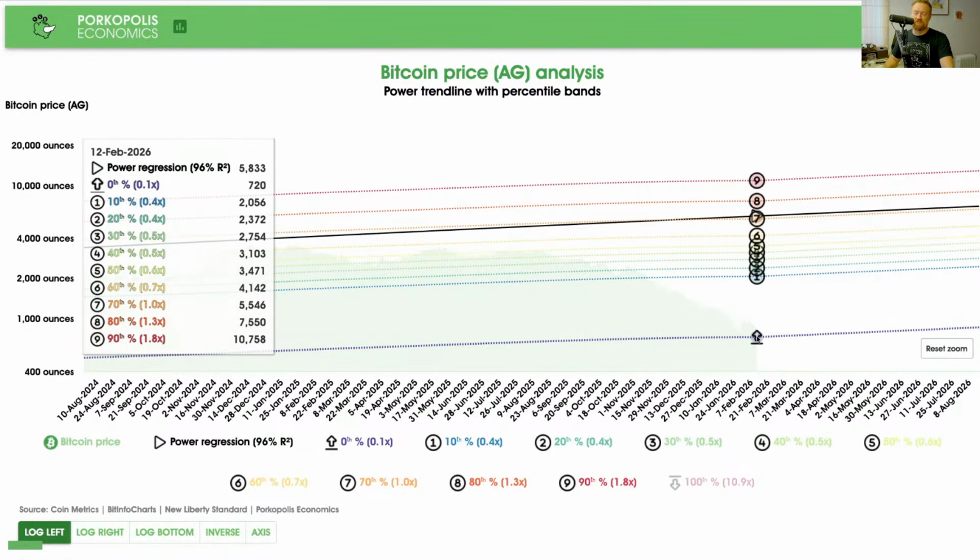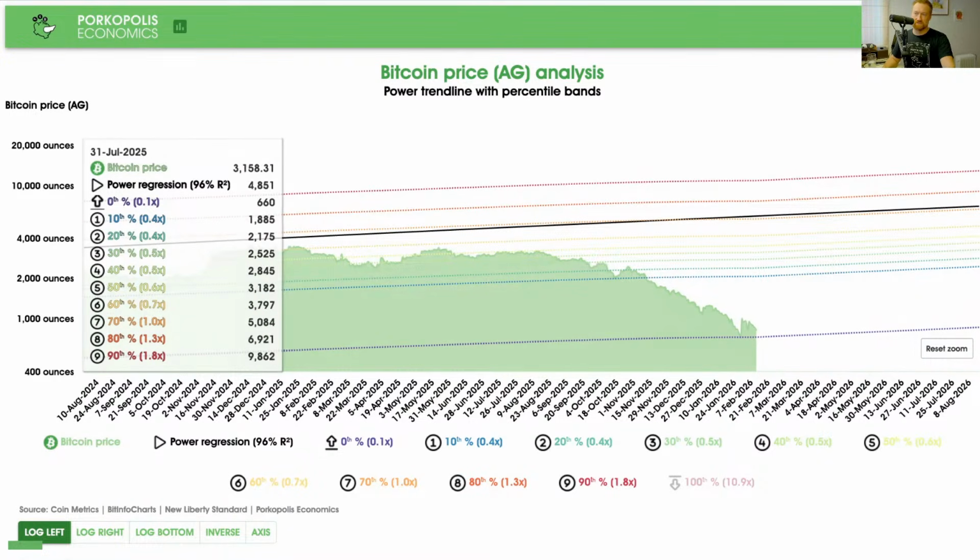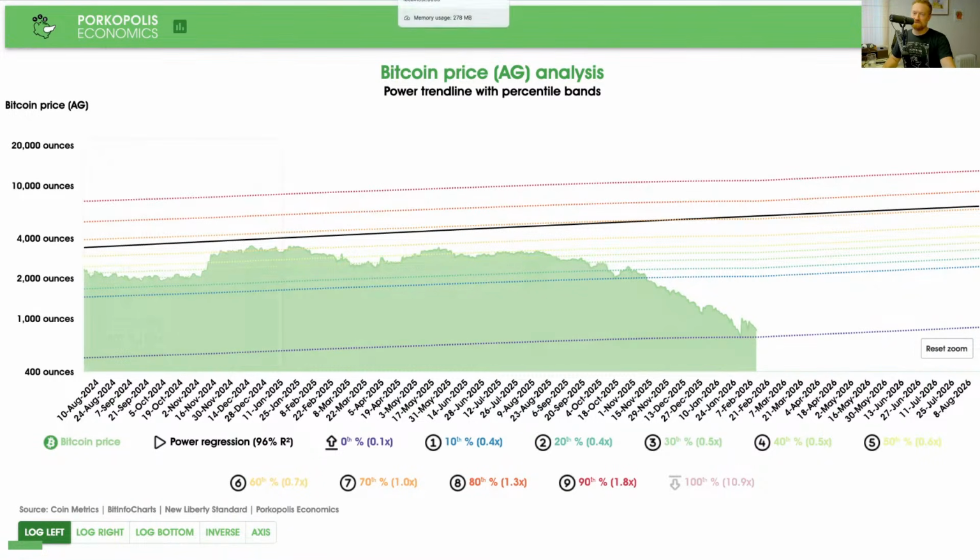There are different things happening this cycle. That's true. Gold and silver are booming. They weren't really in the first years of Bitcoin.